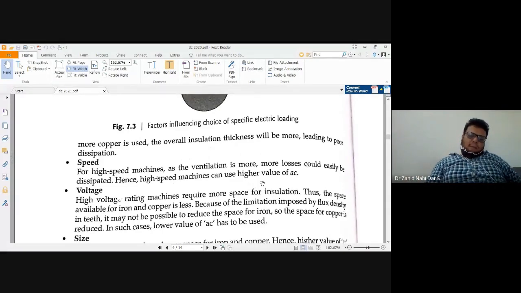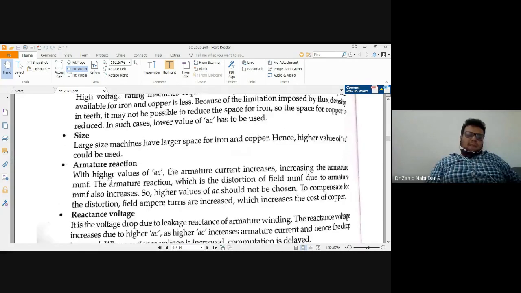Have you heard about demagnetization? Sushmita? Yes, sir. So this is what is meant by demagnetization, magnetization and cross magnetization. Okay. So what is armature reaction here? We are concerned with the armature reaction with respect to the ampere turns. With higher values of ampere turns, the armature current obviously would increase because you have more current and more number of turns.